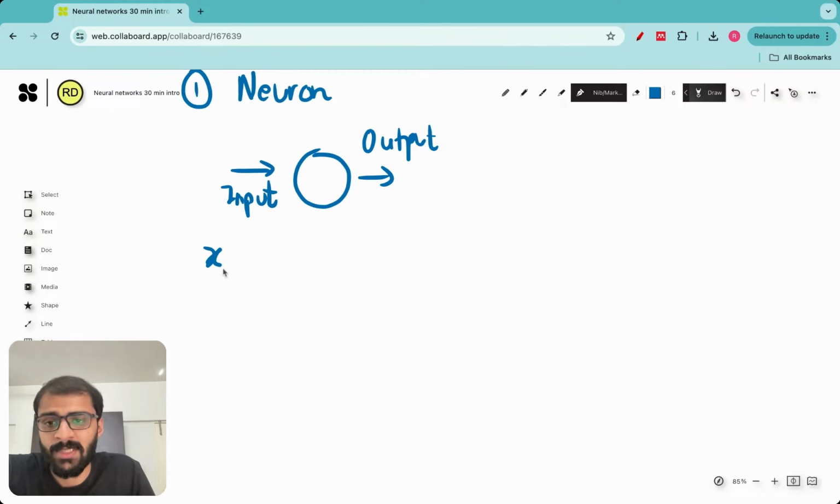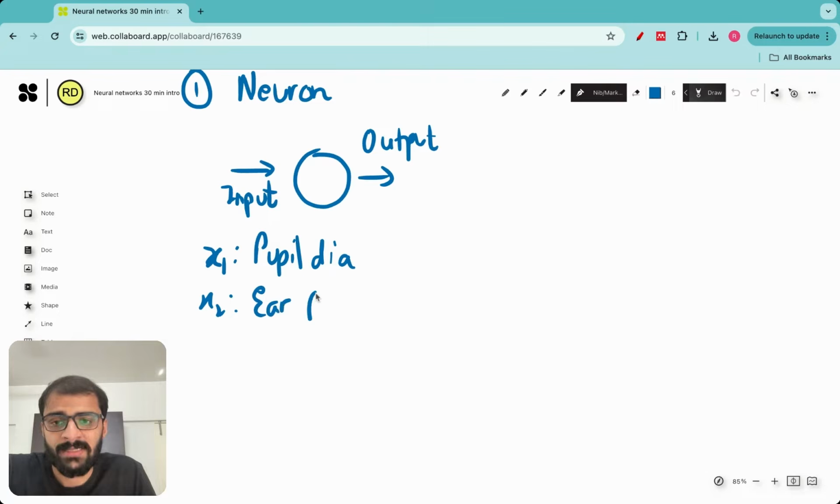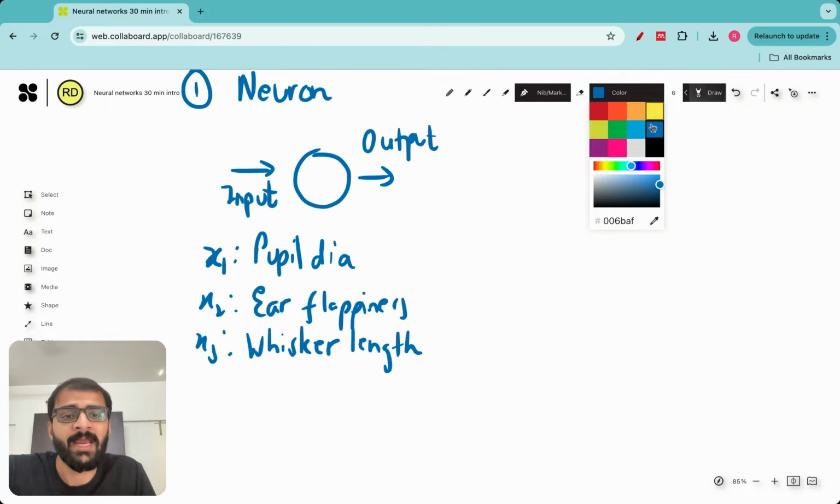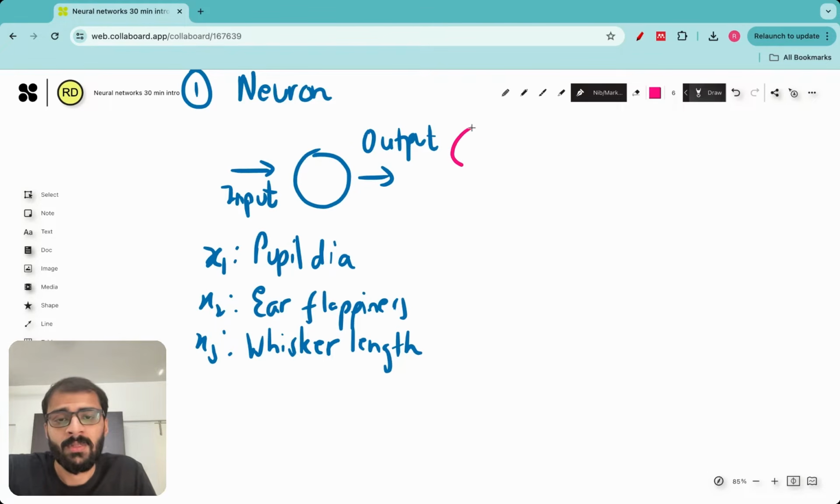Let's say the inputs are x1 is the pupil diameter, x2 is the ear flappiness index, and x3 is the whisker length. These are my measurements, and the output is whether it's a cat or whether it's a dog.